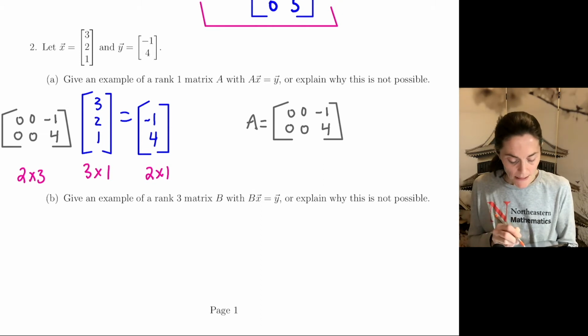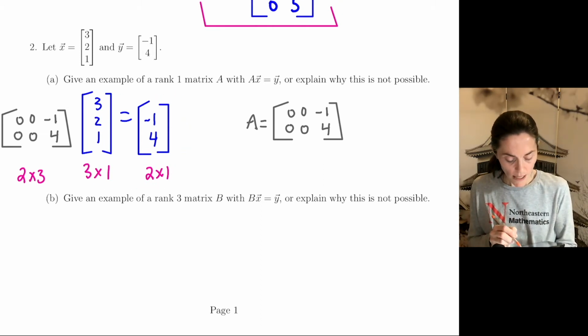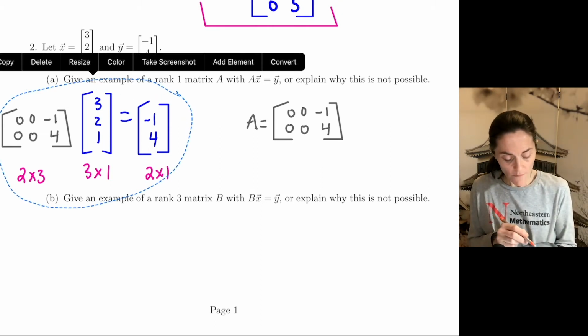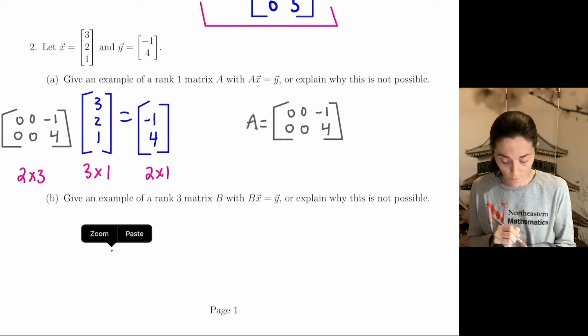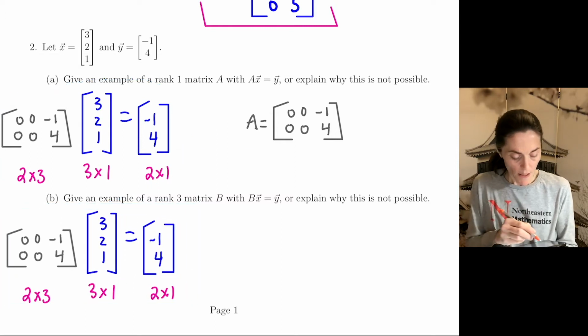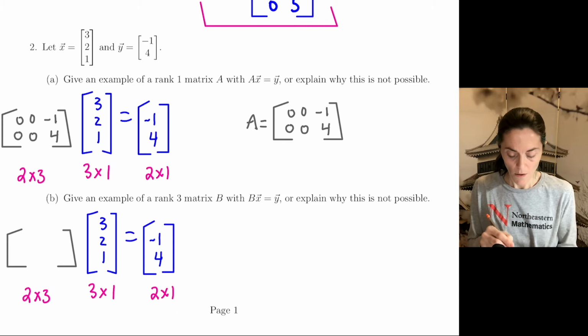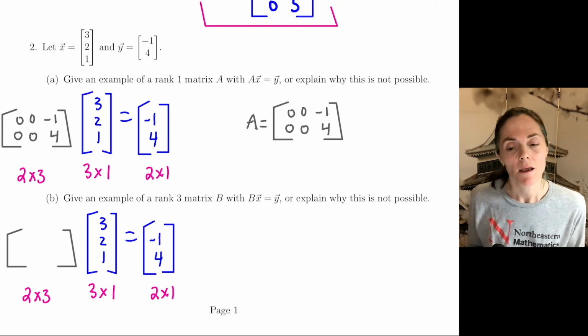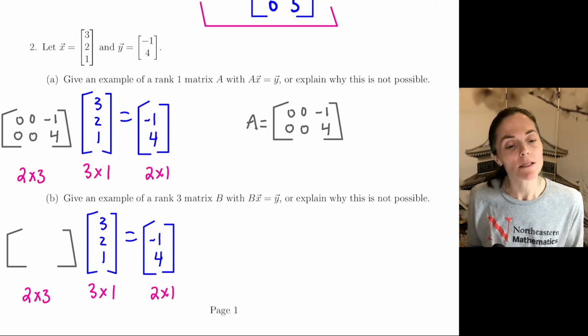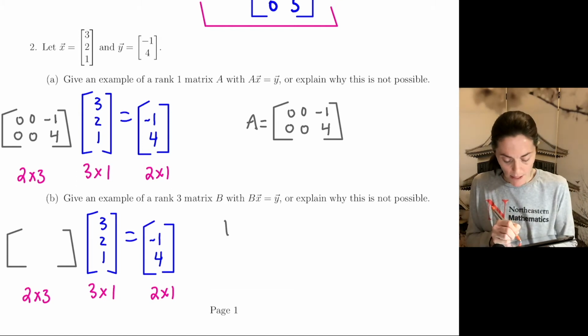Well, let's continue. In fact, I can copy almost all of this to the next line. Now I want a rank 3 matrix, except this won't work. Well, how am I going to solve this? I'm going to say this is not possible because B needs to be 2 by 3.